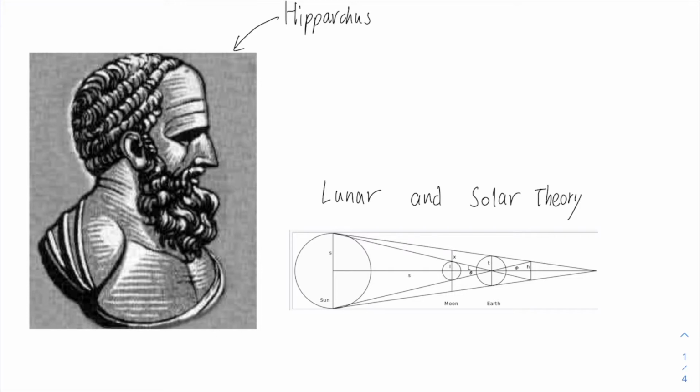So Hipparchus is an astronomer who was mainly interested in spherical triangles, such as an imaginary triangle formed by three stars on the celestial sphere. So an example of his work is the lunar and solar theory, which is here.